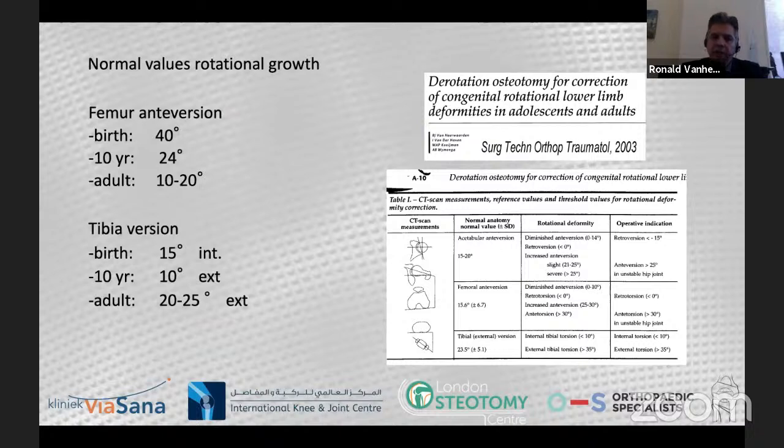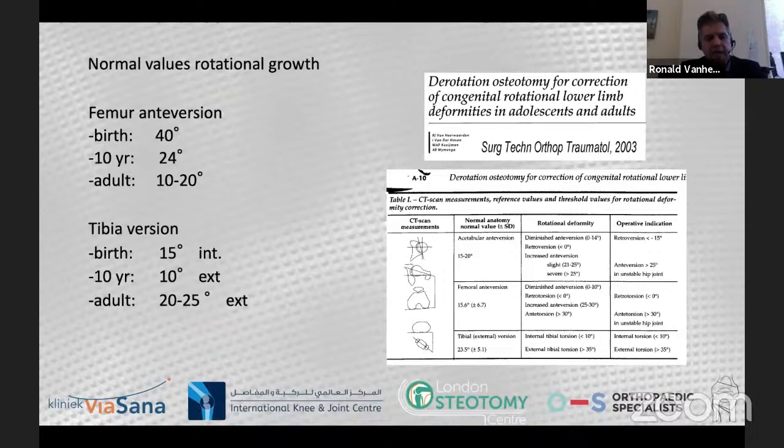So out of that, already in 2003, we wrote a study on the derotation osteotomy for correction of congenital rotational lower limb malalignment. And these are the normal anatomy, the rotational deformities defined, and my operative indications. And Bhushan was already mentioning it. When your rotation in the tibia is above 2 standard deviations, 35 degrees, I would consider doing a tibial rotation correction. If the femoral torsion is above 20 to 25 degrees, I would consider doing a femoral derotation osteotomy.